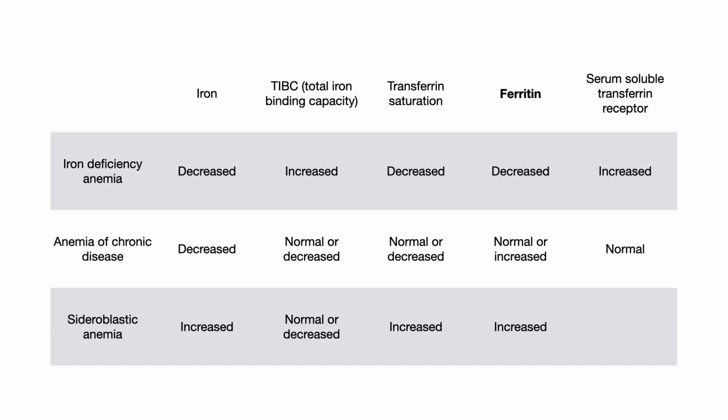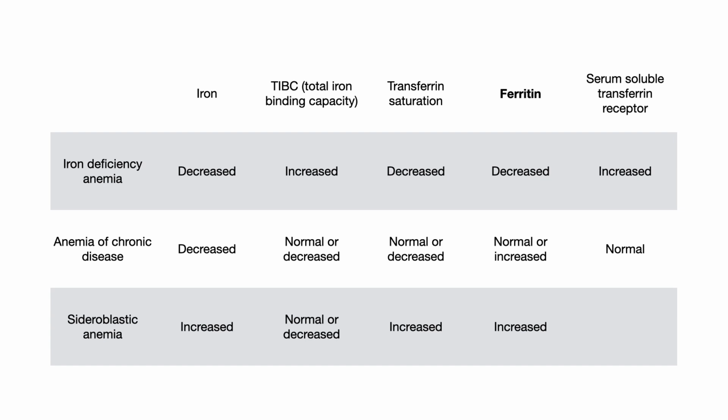So iron deficiency anemia: the iron will be decreased. The total iron binding capacity will be increased. Basically, it's saying, hey, we have the capacity to bind more iron. Please give it to us. Transferrin saturation is decreased. Ferritin, I bold-faced that because that is the preferred lab test for these. That's going to be decreased. And then if you need to, you can use a serum soluble transferrin receptor, which will be increased in iron deficiency and normal in anemia of chronic disease.